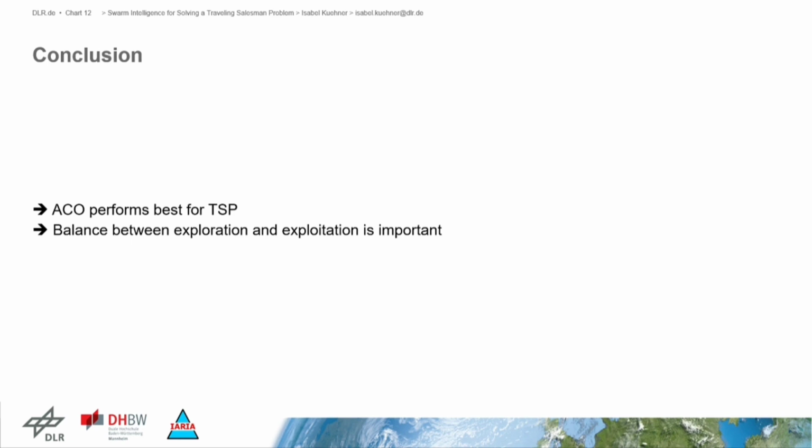So for our experiments, the ant colony optimization performs best for the traveling salesman problem. And it includes all solutions of all iterations and weights them, and does not only keep the best ones in memory. And we also saw that the balance between exploration and exploitation is very important.